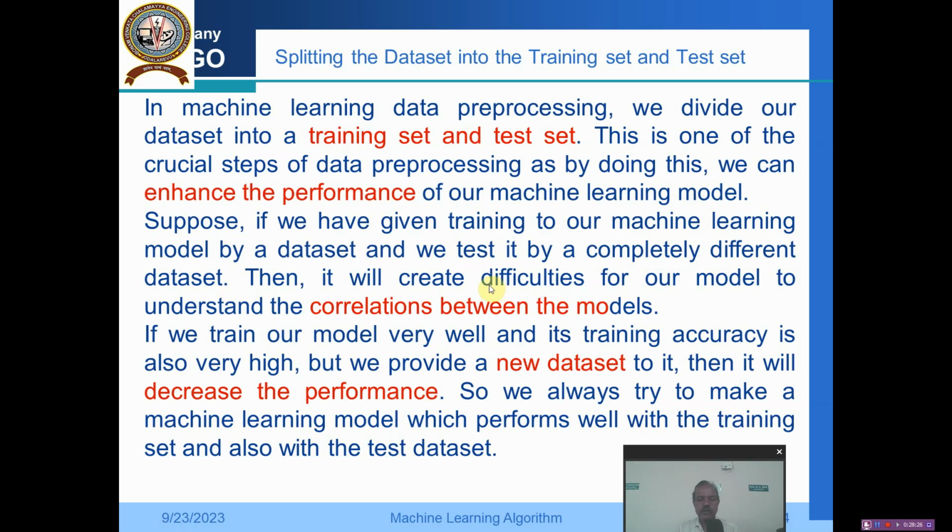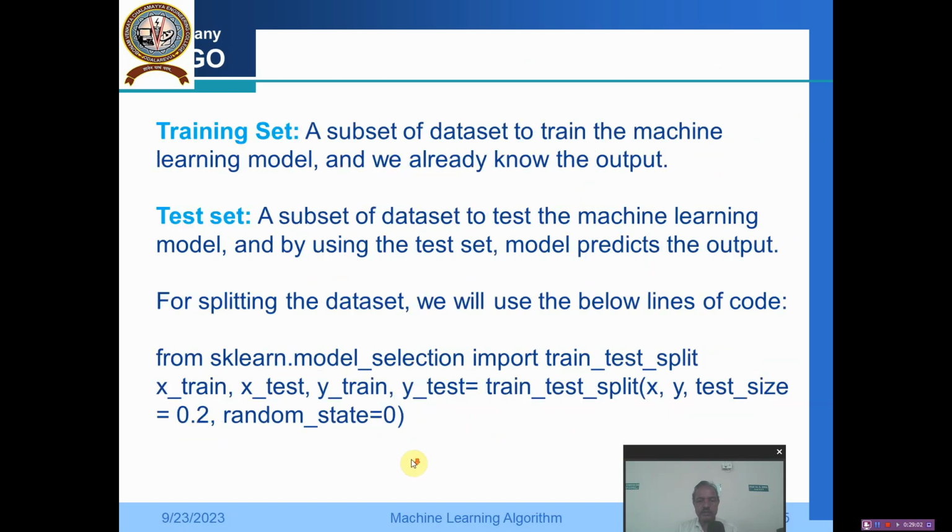See, for example, we are training it to say whether something is a fruit or vegetable, so it is cylindrical or something like that, and we provide some drumstick and ask the machine under which category it is coming. It will be difficult for it, because this type of data was not available there. So if we train our model very well and its training accuracy is very high, but we provide a new data set to it, then it will decrease the performance. So we always try to make a machine learning model which performs well with the training set and also with the test data set. Clear?